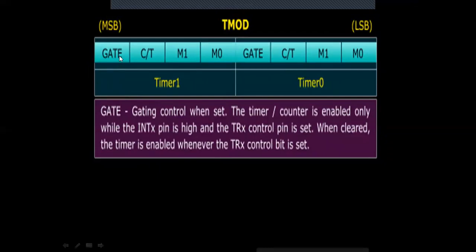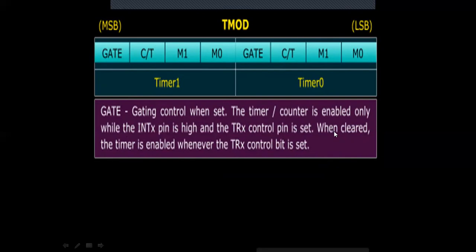Then the gate bit. It is the gating control when set. Basically, this bit is used to enable the counter timer. To enable the counter, as I told earlier, we have two means, either hardware or software. So if the gate bit is set, it means we are trying to use the hardware means to enable the timer. So it means the timer or counter is enabled only when the INTX pin is high and the TRX control pin is set. Both have to be high.